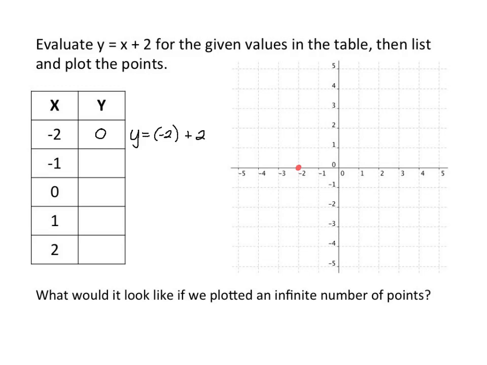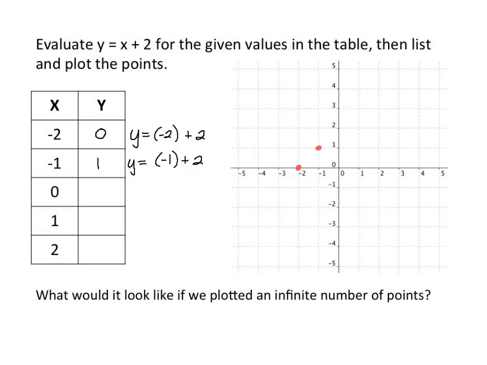So next thing I'm going to do is plug in negative 1 for x. So this would be y equals, instead of x, negative 1 plus 2, which gives us a positive value of y equals 1. So this now gives us the ordered pair negative 1, 1, which I can plot. Remember, negative 1 for x means left 1, positive 1 means up 1.